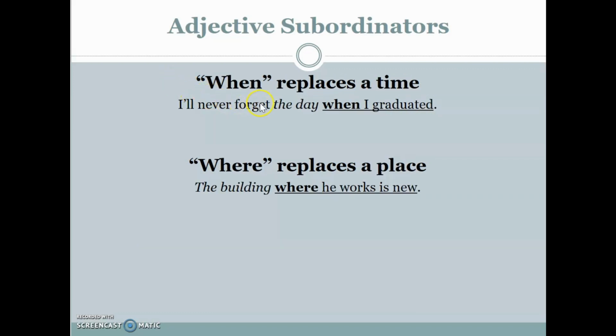Now, when replaces a time. I will never forget the day when I graduated. Every time an adjective dependent clause begins with when, it describes the noun that means time: the day, a year, a week, month, an hour, and so on. Where replaces a place. The building where he works is new. When an adjective clause begins with where, it describes a noun that means a place: a building, school, room, house, square, etc.